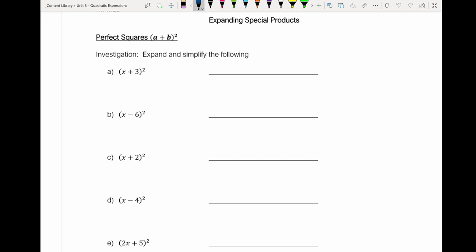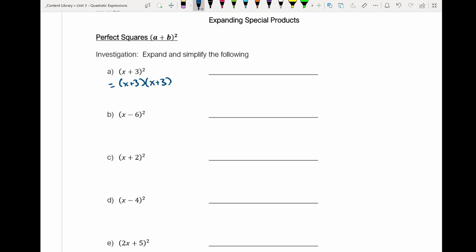So what we're going to do first is just do a small investigation. We're going to expand and simplify the following perfect squares, and we're going to see what we get. So again, we can expand this to be x plus 3 times x plus 3, and then we can go through and FOIL this and come up with a solution. So I'm going to quickly do that.